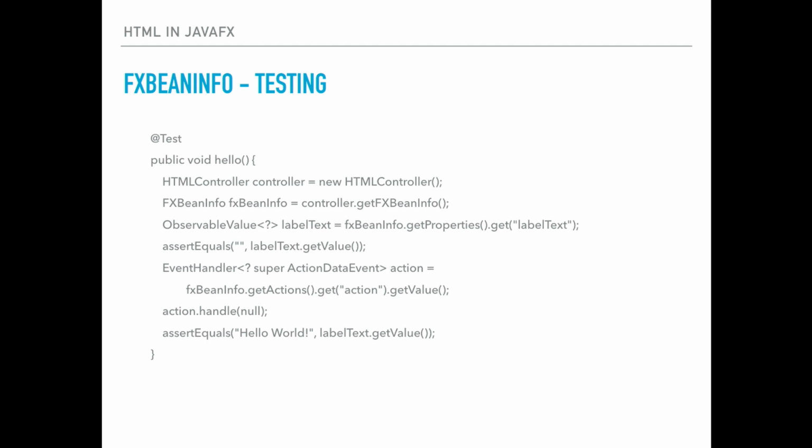And the cool thing about that is you do not have to instantiate the view. We haven't created a view at all so far, but we can already test the complete view logic. So what we can do is, in a unit test, instantiate our controller, get the BEANINFO from it, get a specific observable, like in our case the string property label text, and make sure it's empty in the beginning. Then we get the action from the FXBEANINFO, we invoke the action, and in the end, we make sure it actually changed the text.